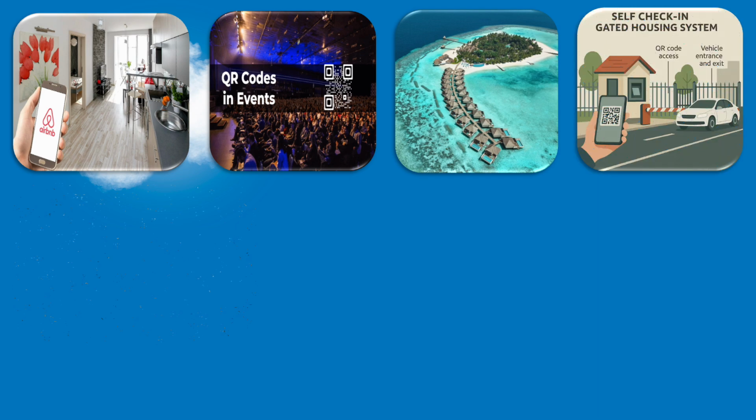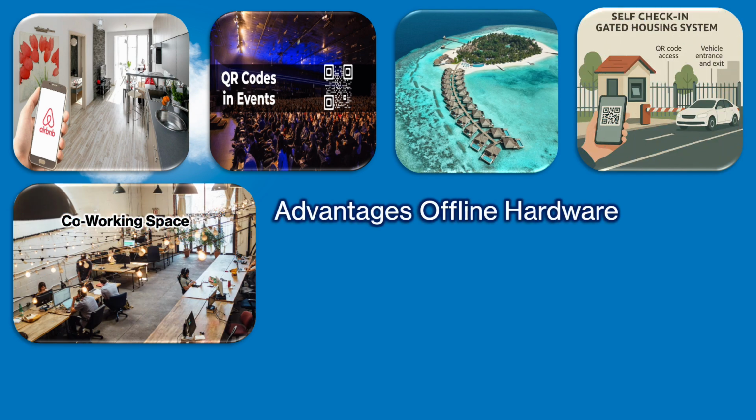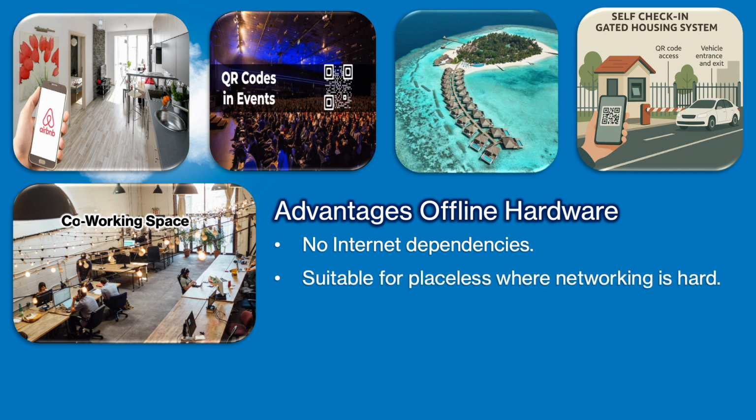So what are the advantages of having offline hardware? Well, first, there are no internet dependencies. That means there's no server down, network down, local down, or any other words for saying that the connectivity is down. There's no such thing. Two, it is suitable for places where networking is hard. You can't lay a network cable, or bring a cable, or changing the infrastructure is quite hard. So you can avoid those things with offline hardware.